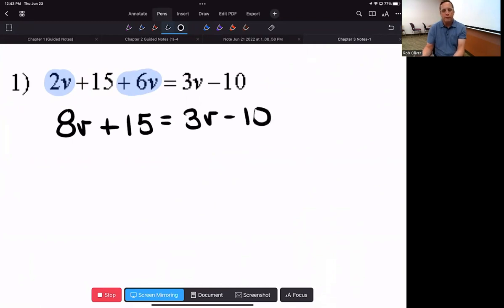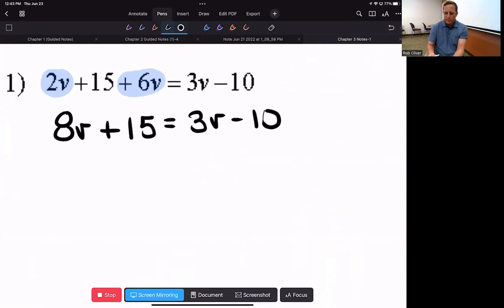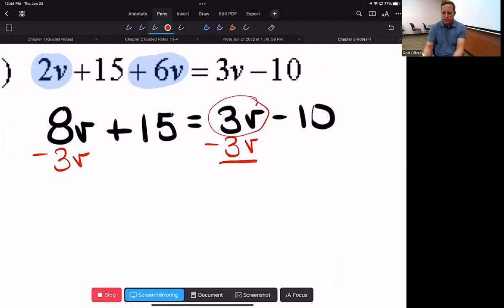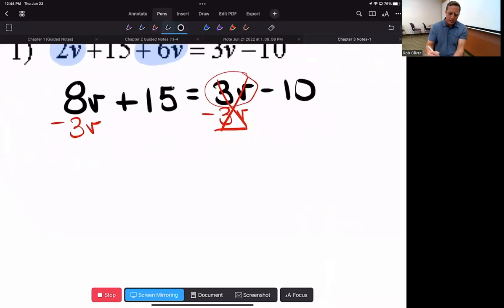Now we have variables and constants on both sides. Our goal here is to get variables on one side. So I'm going to subtract 3v from both sides, because we're moving this entire term. We want to get rid of 3v on that side, and in order to get rid of it, you have to do the inverse operation. Now we're going to rewrite it. Now we've got 2v plus 15 equals negative 10.